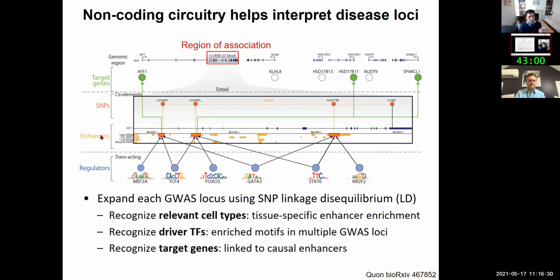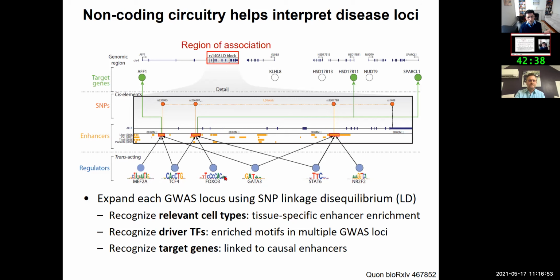control elements. So enhancers are distal regulatory regions that can act sometimes at 1 million nucleotides away, and promoters, of course, which are the proximal gene regulatory regions. Then we would like to ask, where are these enhancers active across different cell types? And in this particular case, there's a cholesterol association with a liver activity across multiple of these enhancers.